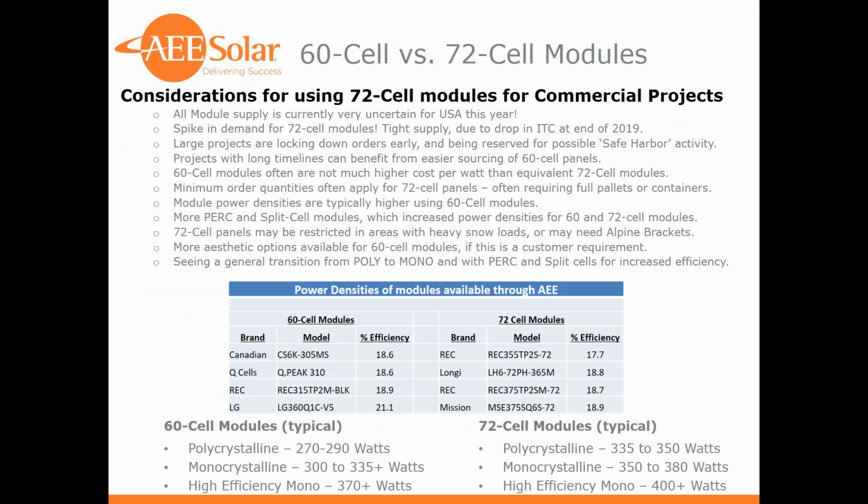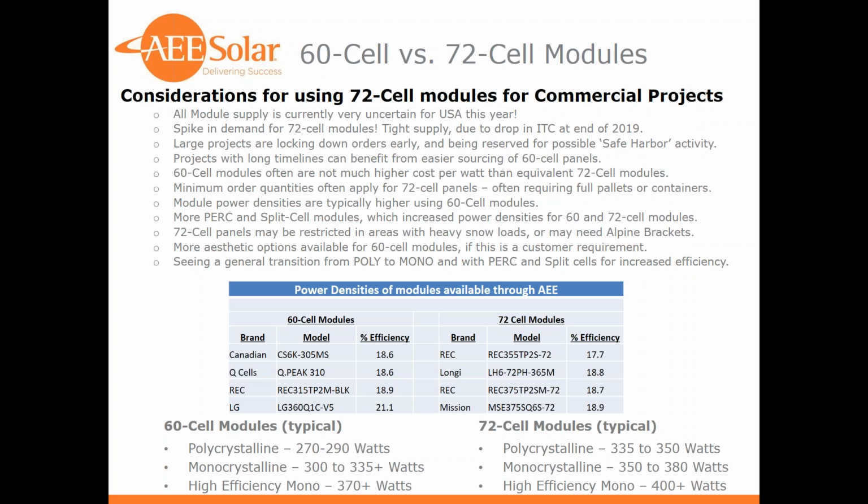So first of all, let's talk about considering using 72 cell modules versus 60 cell modules for commercial projects. Right now in the USA, module supplies are very uncertain. We had a very large spike in demand for 72 cell modules, and those modules are in very tight supply due to the drop in the ITC at the end of this year.